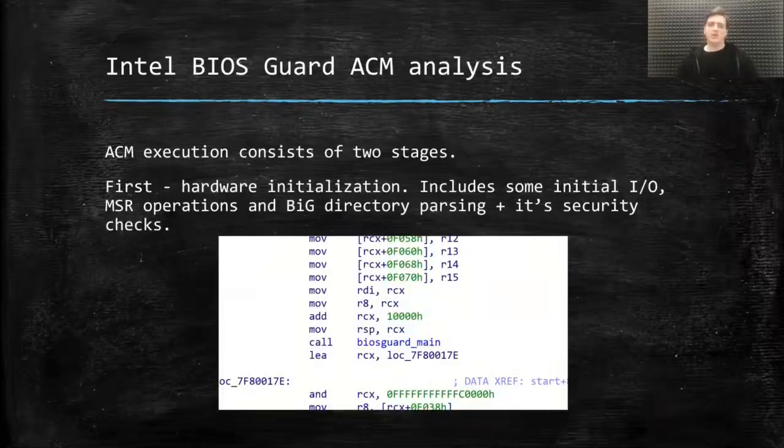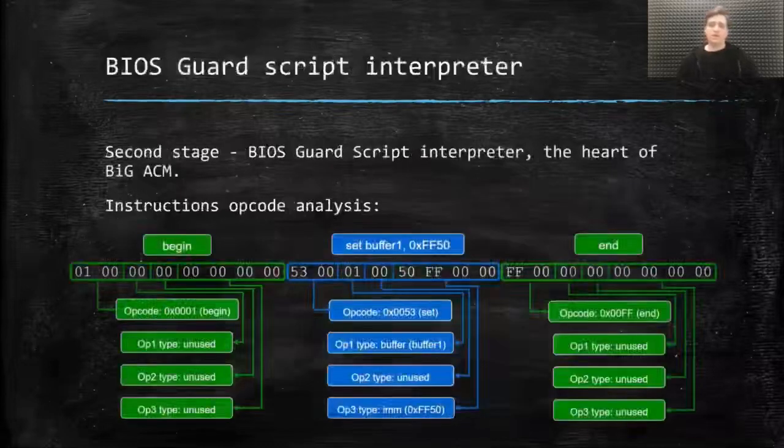ACM execution consists of two stages. First, hardware initialization includes some initial input-output, MSR operations, and BIOSGuard directory parsing. Finally, we have come face-to-face with security checks that ruined our big hacking plans. The second stage is the script interpreter, where we have found a lot of interesting details about the BIOSGuard script.